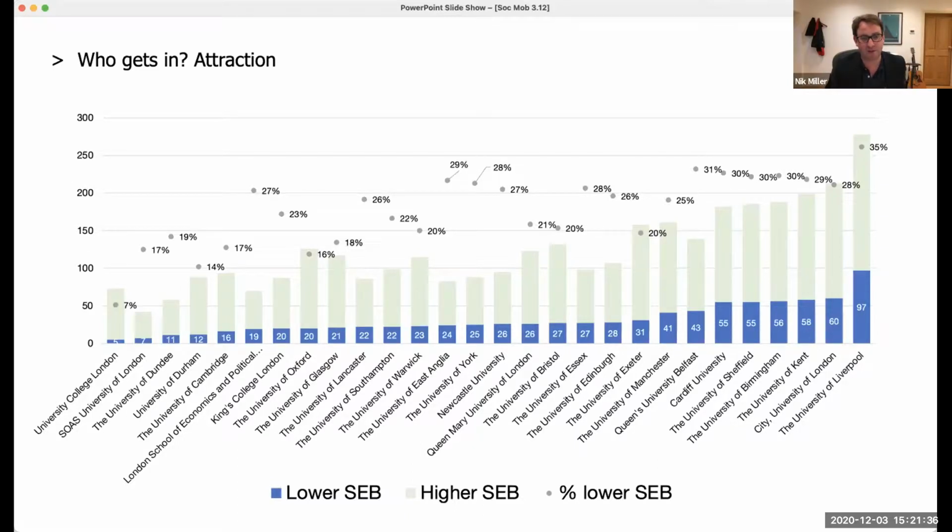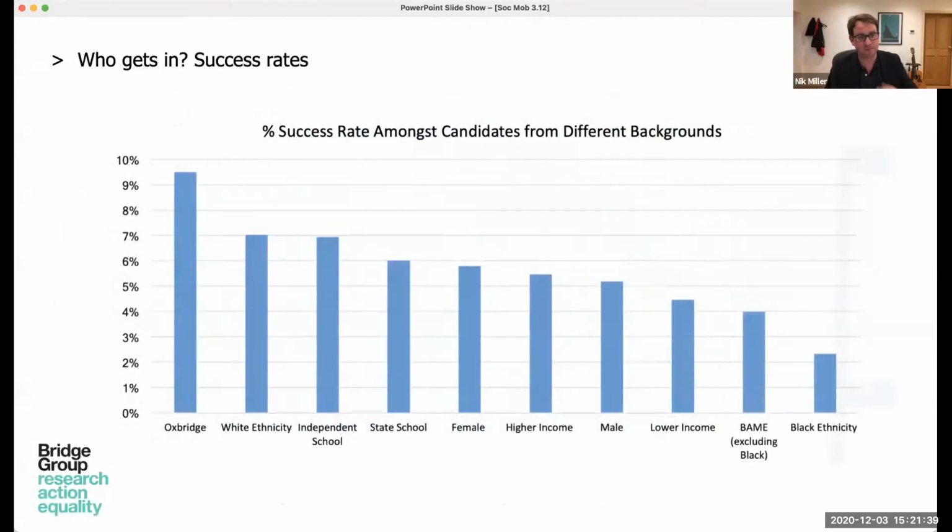I'm going to talk about success rates and then about progression. So here we start to think about matters of intersectionality and the relationship between variables. This, amongst a number of professional services firms we worked with recently, looks at the percentage of applicants who are successful at securing a graduate job. And of course, candidates will feature in more than one of these percentages. So for example, if you're an Oxbridge applicant, about 9.5% of applicants get offered a role and take it.